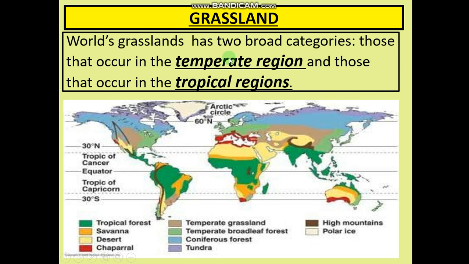World's grassland has two broad categories, those that occur in the temperate region and those that occur in the tropical region. Now what do you mean by tropical region? This line is known as the equator line, as you can see it is written over here also. So equator is 0° latitude. From the equator to the tropic of Cancer and from the equator to the tropic of Capricorn, this region all over the globe is known as tropical region, and grasslands are mainly found in this region.